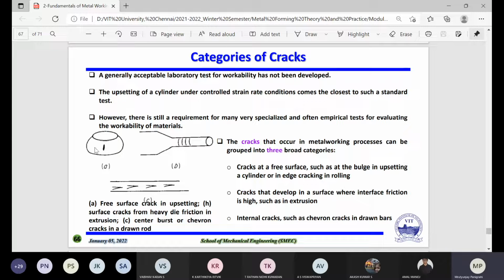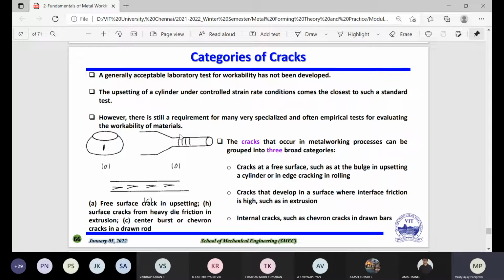One kind of crack you are getting is on the free surface. On the top surface, or the free surface, you are getting some cracks. The second is cracks that develop in a surface where interface friction is high, such as in the extrusion process. If you remember the schematic diagram of the deformation zone I have shown, this is in between the deformation zone. On the top side you have the lubrication, then on both sides you are finding some heat, and also friction, and then you are applying force from both sides.